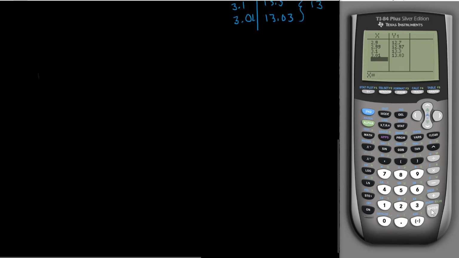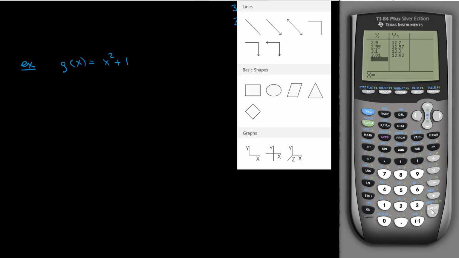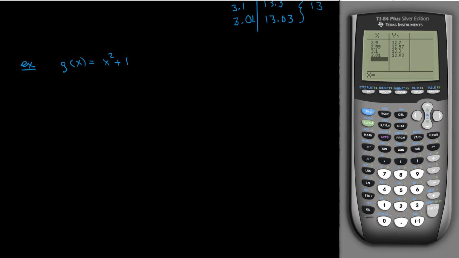Okay, so let's consider another example. Let's say we have something like g of x equals x squared plus 1. Okay, so if I'm going to graph this, g of x equals x squared plus 1 is a parabola opening up, intersects the y-axis at 1. Here's my g of x.